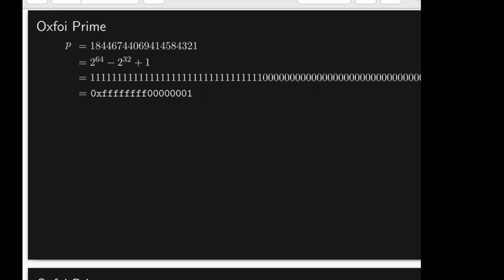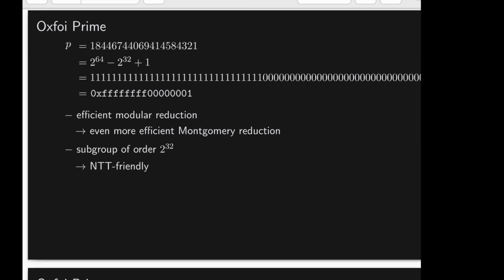This structure means that it's very easy to compute modular reduction and even Montgomery reduction, which is faster on our machines. But it also has a subgroup of order 2^32, which means that the low degree extension step can be computed without too much hassle.